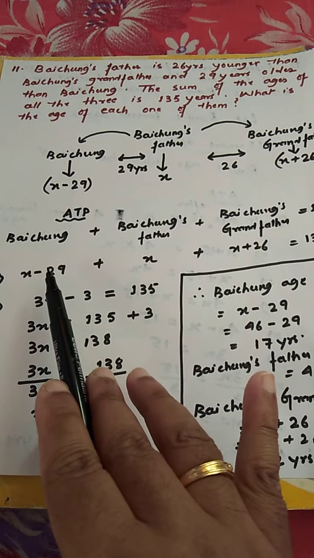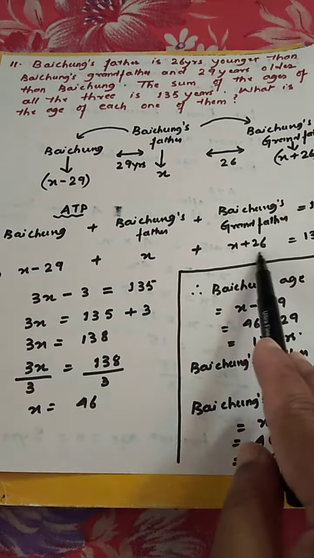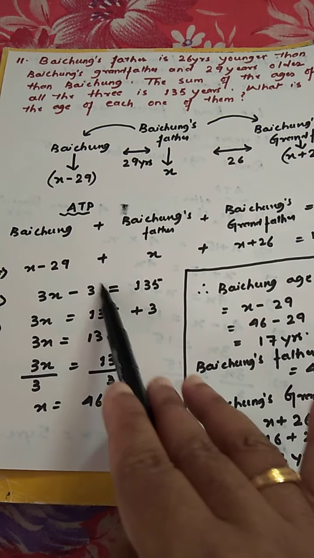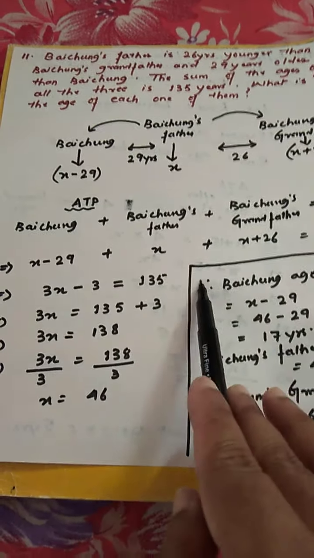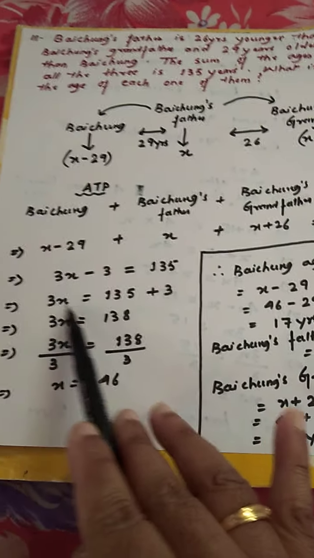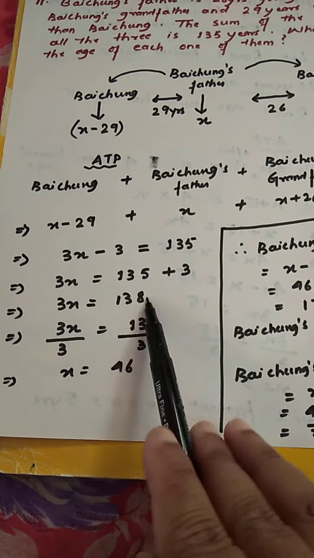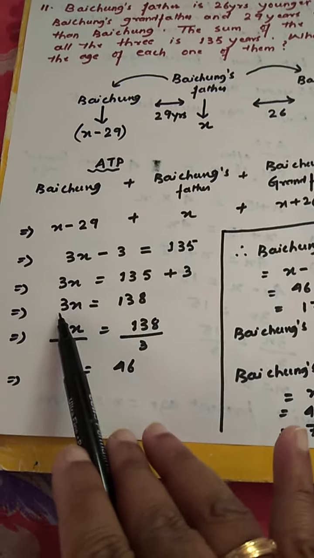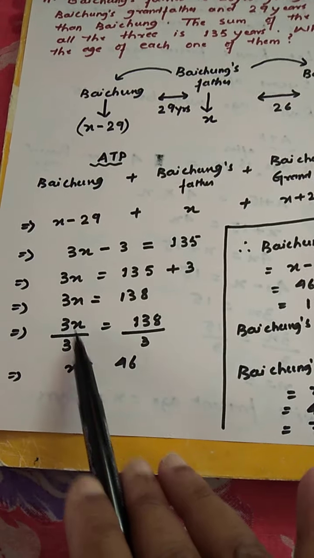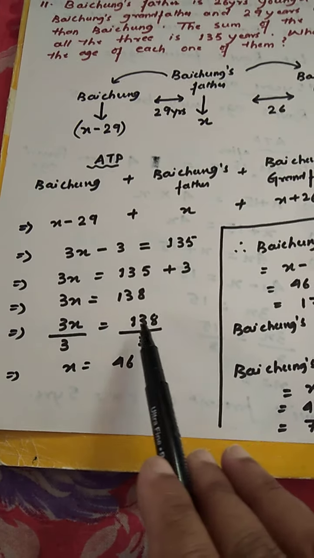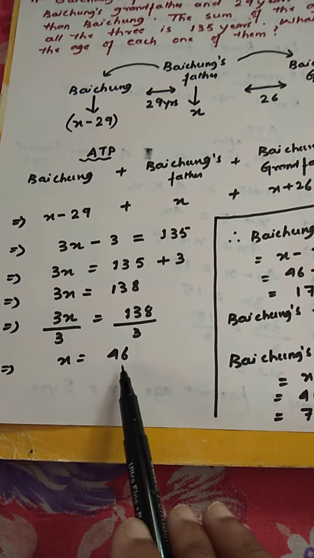Now how many x's are there? 1, 2, 3. So 3x. If you solve minus 29 and plus 26, you get minus 3, so 3x minus 3 is equal to 135. Now we have to transpose this minus 3 to the RHS, so the sign will change. So 3x is equal to 135 plus 3, which is 138. Now we divide by 3 on both the LHS and RHS. So 3x by 3 is equal to 138 by 3, and finally the value of x is 46.